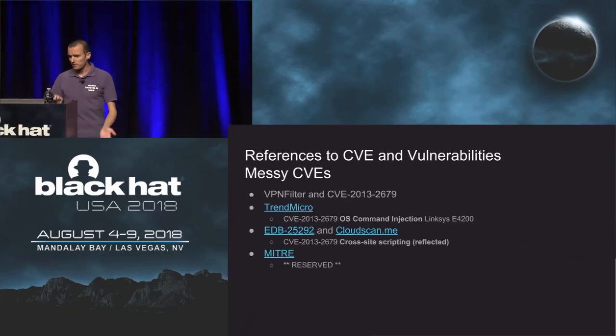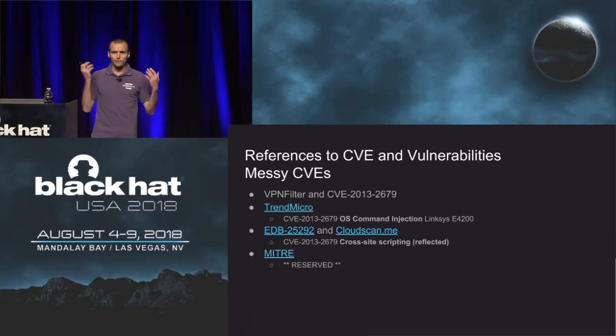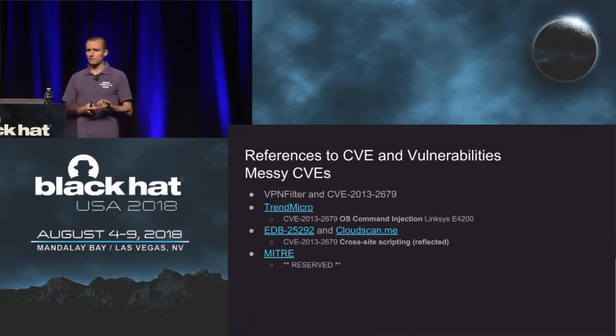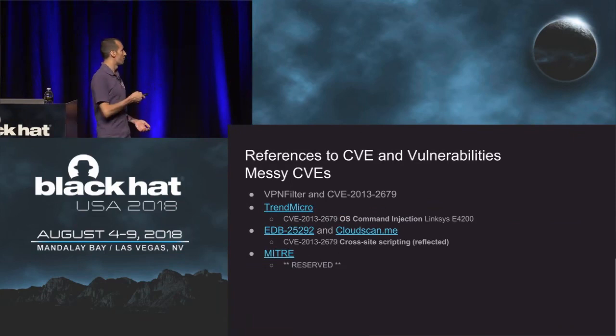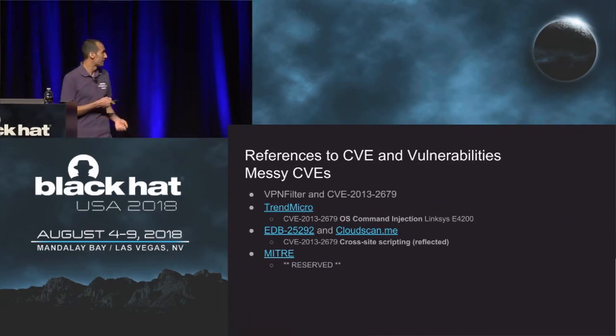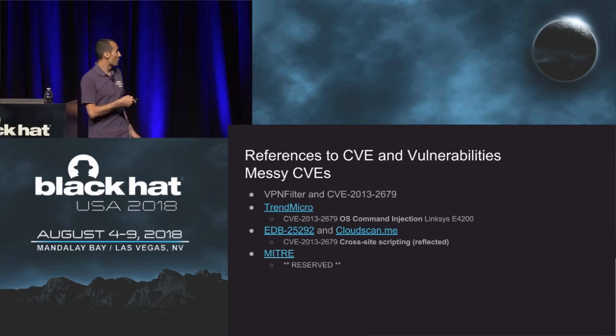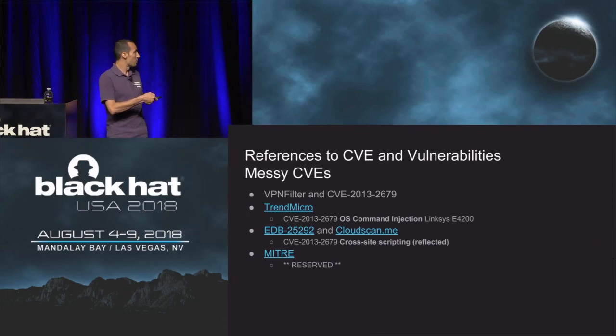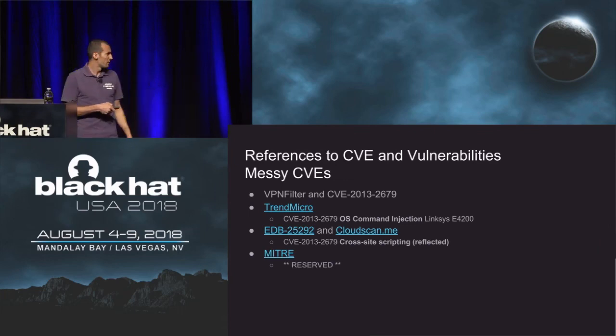Then another example is the messy CVE numbers, what I call messy, meaning that they relate to the same malware family or to the same CVE, but all the information is contradictory or utterly confusing. So, VPNFilter, CVE number 2013-2679. Trend Micro does good analysis. They mention OS command injection for a Linksys device. If you go to Exploit DB or to the reporter of this vulnerability, the same vulnerability is stated as reflected cross-site scripting, so there's no relation to that.